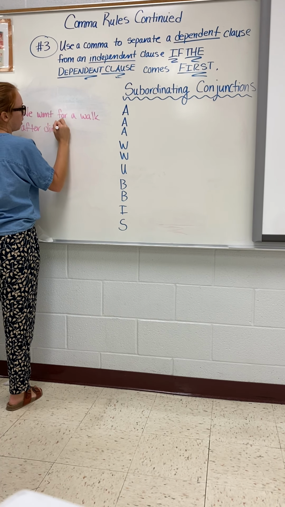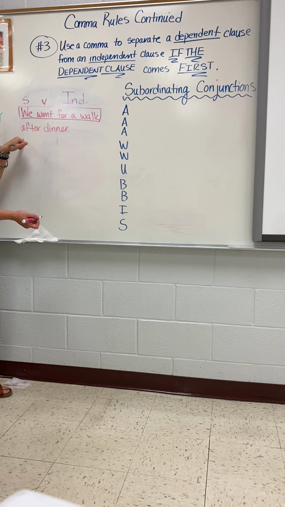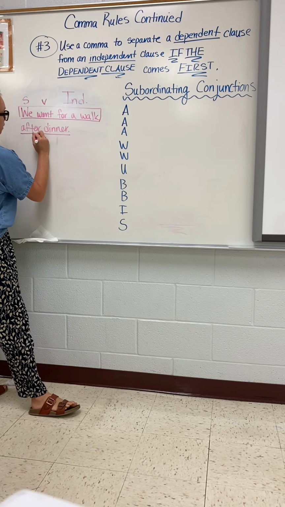Okay? So, if we look at this sentence, we know that this sentence is made up of both an independent and a dependent clause. So, if we were going to split them, we know this is our independent clause because we have a subject, we have a verb, and we have a complete thought. Okay? So, this here is an independent clause. It can stand on its own. I could put a period right there. We went for a walk. Okay? I can't say the same for after dinner. There's no subject, there's no verb. So this is considered the dependent clause.